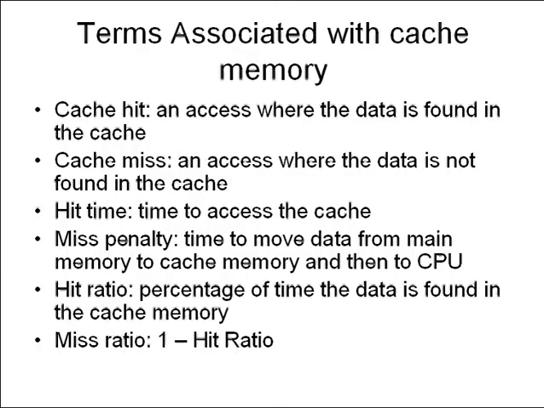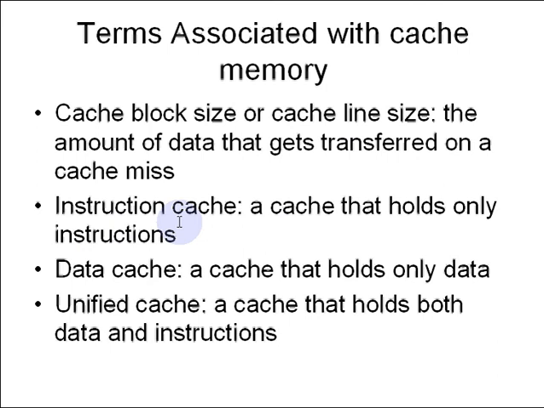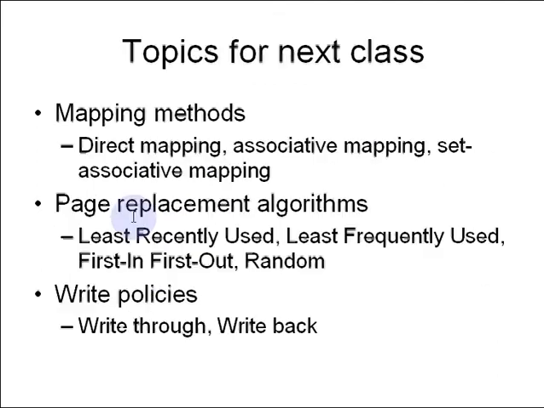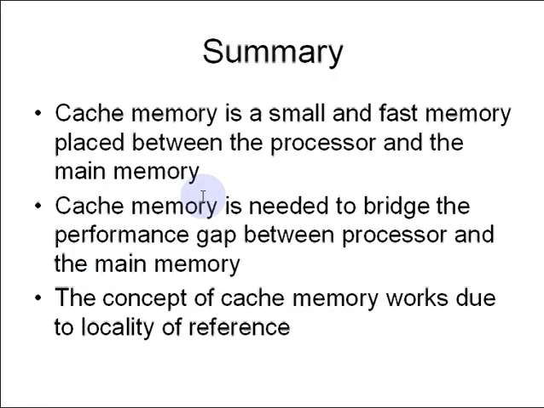Now let us look at some terms associated with cache memory. So these are some terms associated with cache memory. I'll go through them in more detail in the next class because we are short of time. There are some other terms here, and in the next class we'll also talk about mapping methods, page replacement algorithms and write policies. And to summarize today's class, we talked about what cache memory is, we saw where it fits in the memory hierarchy, then we looked at the concept of locality of reference.